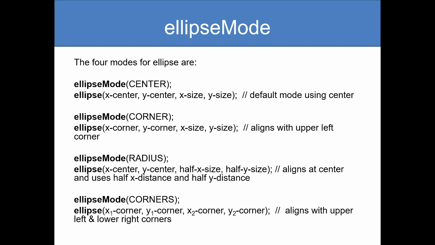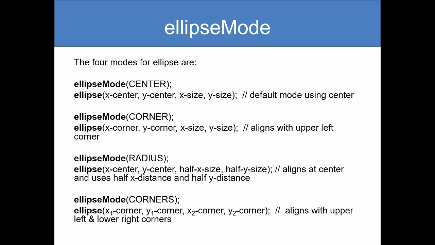Ellipse mode radius sometimes is one of the more commonly used ones if we're talking about something different than center. Radius, you can kind of imagine, is like that string that we go from the middle of our circle to the outside. So we give it the center location, but we give it the radius for the x and the y direction.